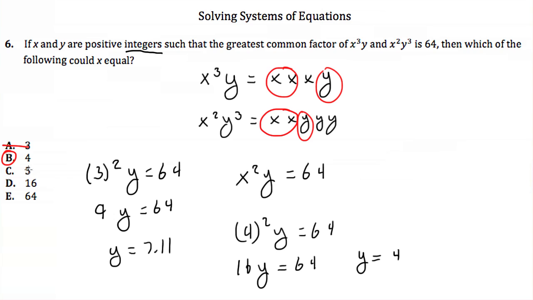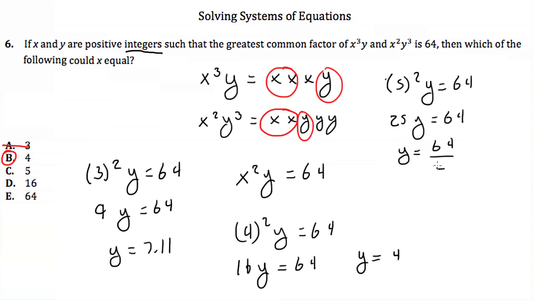Let's check answer C. It says x should be equal to 5. Well, in our greatest common factor, that would mean that we'd have 5 squared y is equal to 64, or 25y is equal to 64. If I divide both sides by 25, y is equal to 64 25ths, which again is not an integer. So C is incorrect. If I plug in 16 for x, I'll be squaring 16, and that's well over 64, which is going to make y a fraction again, and the same thing with E. So B is our answer.